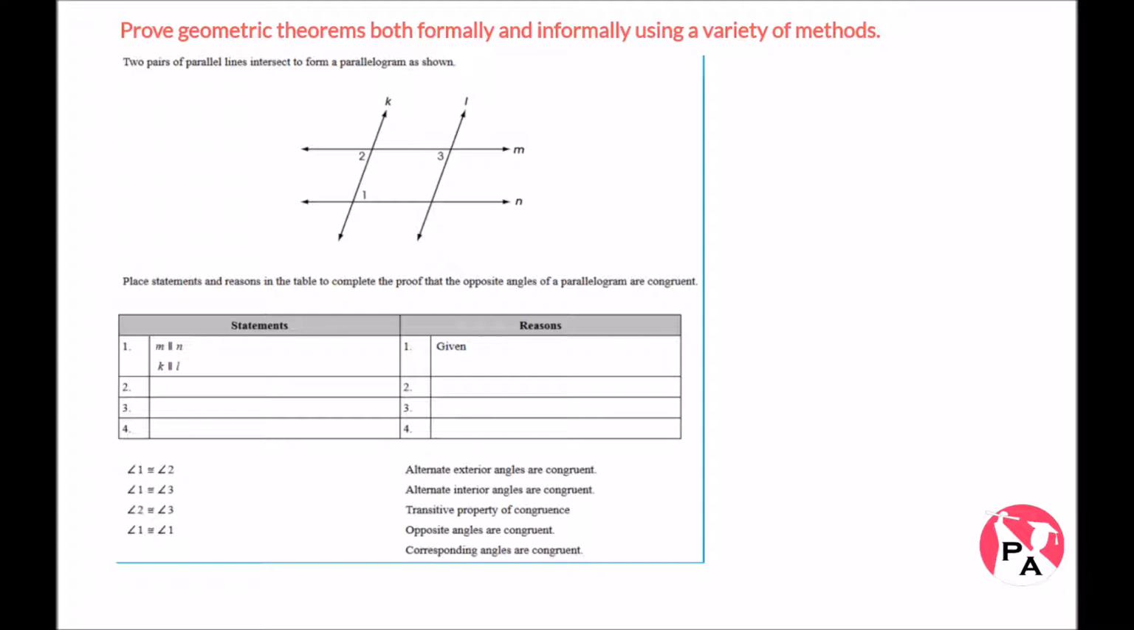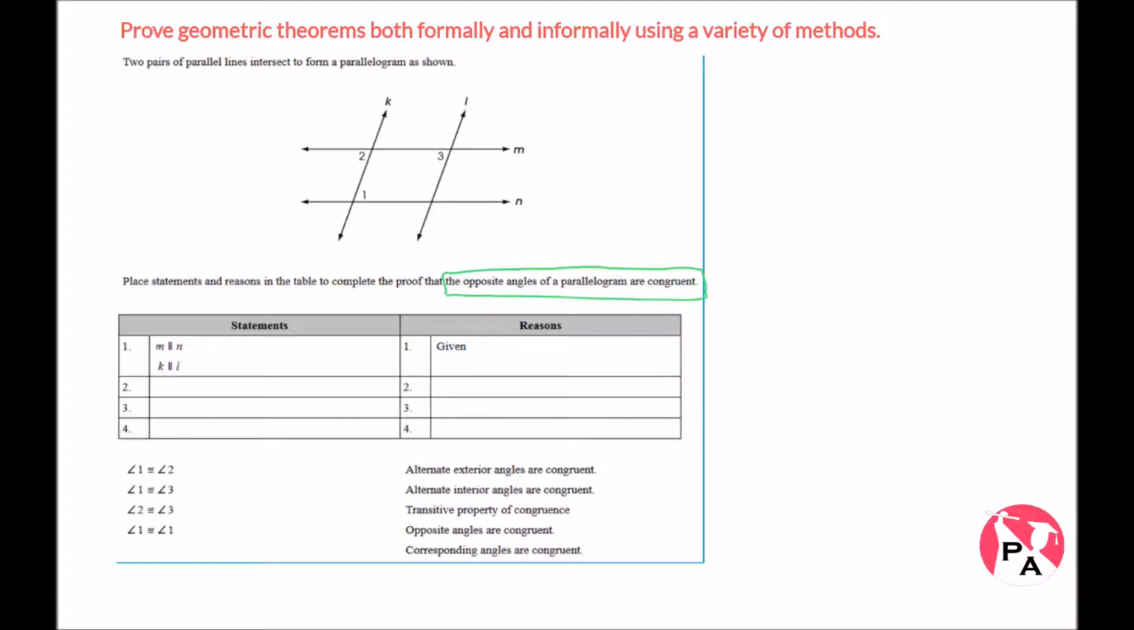The question says two pairs of parallel lines intersect to form a parallelogram as shown. This means line K and L are parallel and line M and N are parallel. Let's read the rest of the question. Place statements and reasons in the table to complete the proof that the opposite angles of a parallelogram are congruent. So this is the key part. What we need to prove is given as this.